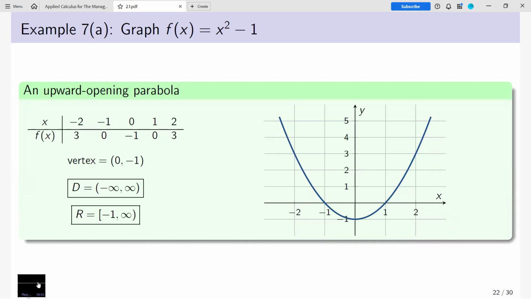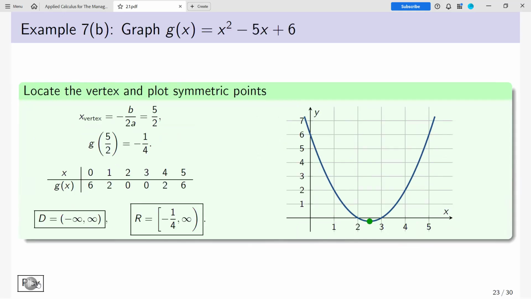The graph of x squared minus 1 is an upward opening parabola with vertex 0, -1. Its domain is all real numbers, and its range begins at -1. Now consider 4x squared minus 5x plus 6. The vertex occurs at x equals 5 halves and has height -1/4. The parabola opens upward, so that height is the minimum value.